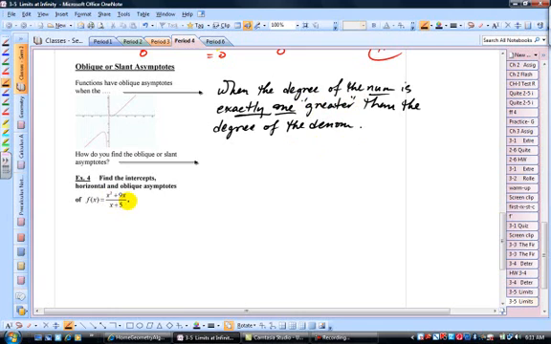And you notice in this case down here, on my example 4, we have a second degree function divided by a first degree function. So the degree of the numerator is exactly 1 higher than the degree of the denominator. So this function has an oblique asymptote. It doesn't have a horizontal one because the degree is higher in the numerator, but it has an oblique one. Okay. So how do you find it? Well, you use long division.